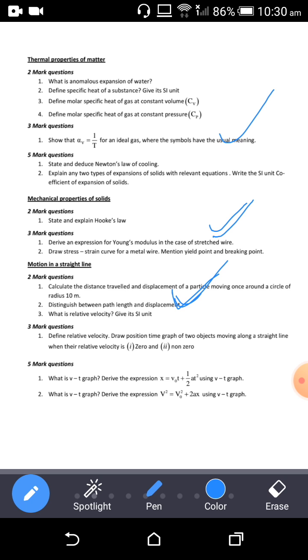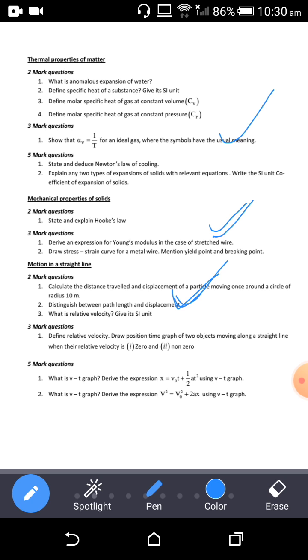The second one is: define relative velocity, and draw the position time graph of two objects moving along a straight line when their relative velocity is zero and non-zero. Go through the graphs of relative velocity; in the notes you have 3 cases, so go through all 3. First you need to define what you mean by relative velocity. Next you need to draw the graph for the 2 cases they have asked. These are the 3 mark questions you can expect in the chapter motion in a straight line.